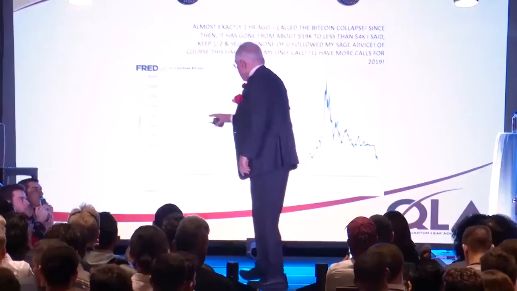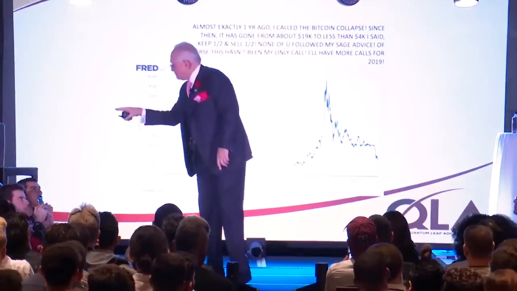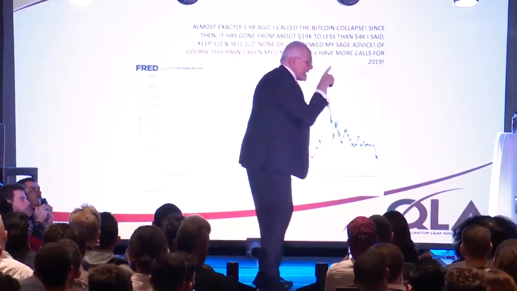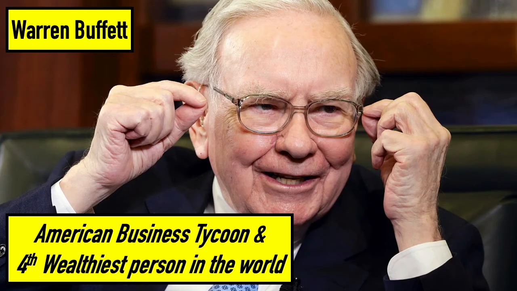Number 2, bears. A Bitcoin bear is someone who believes the price of Bitcoin is going to decrease over time. Famous Bitcoin bears include Warren Buffett and Robert J. Schiller. Oh, and Theresa May.